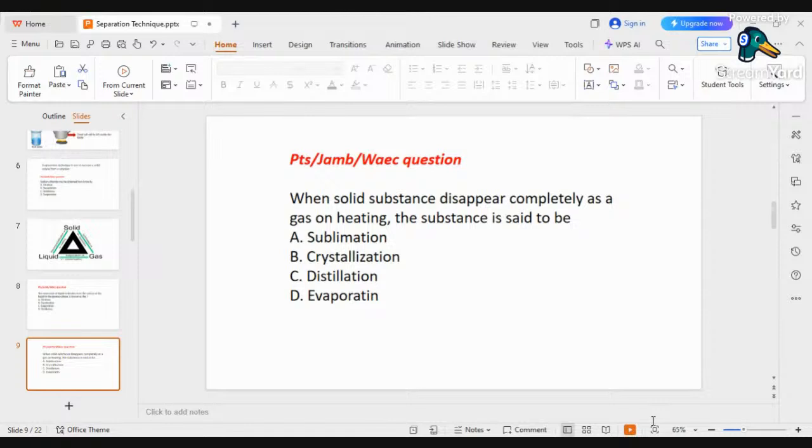Ladies and gentlemen, the answer is A. So we said that when a solid changes to a gaseous state without passing the liquid state, it is what? Sublimation.